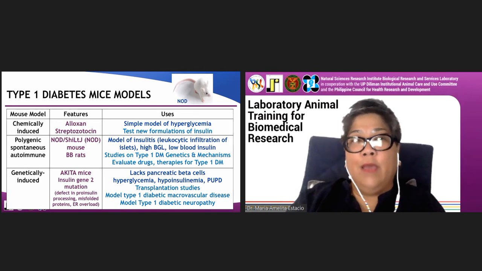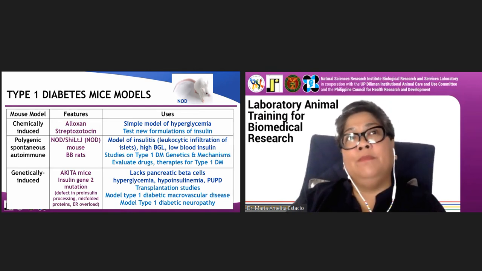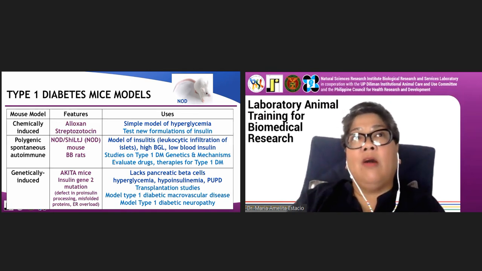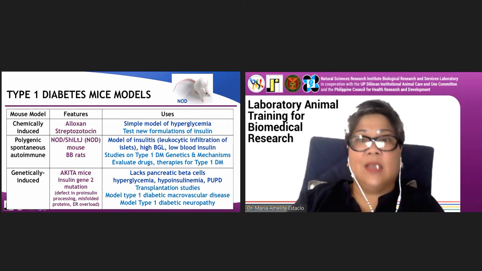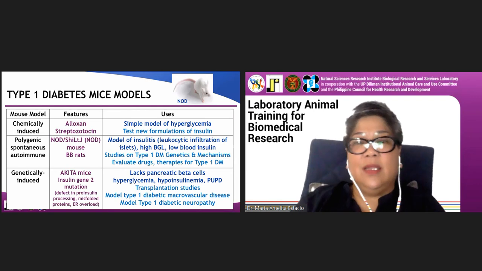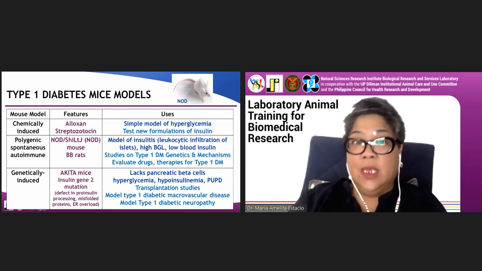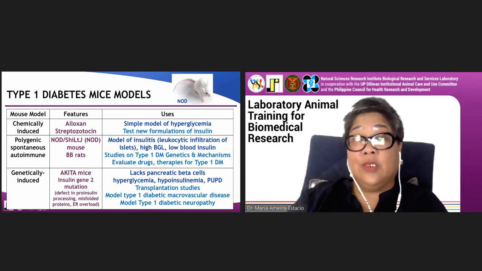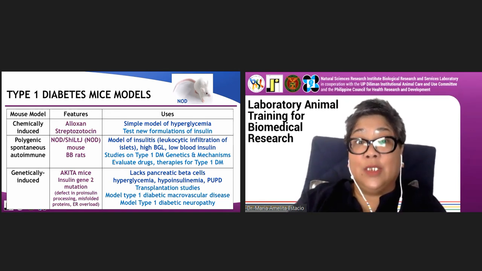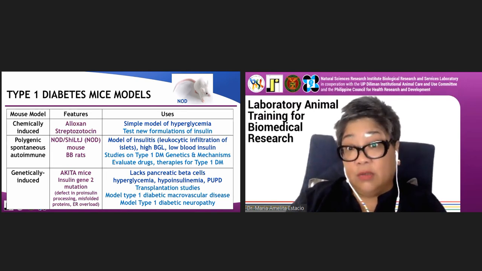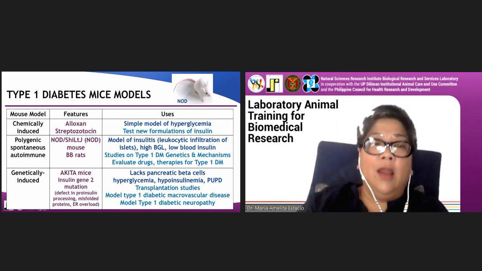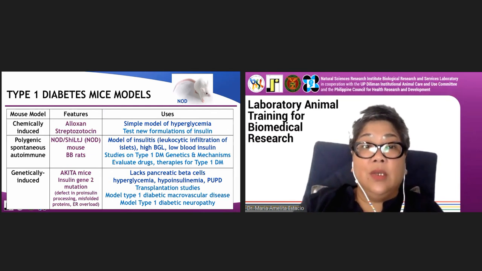So they use this for testing. But remember, if you're thinking of researching compounds or extracts or drugs that would have a different mechanism of action, then this is not the model to use, especially if you're trying to check on insulin response, because you are practically destroying the pancreatic beta cells with these pharmacological drugs.